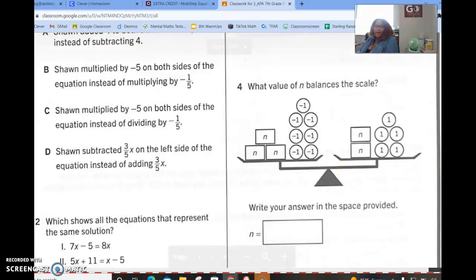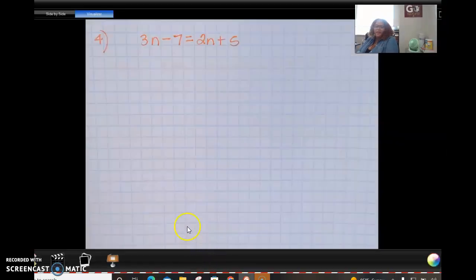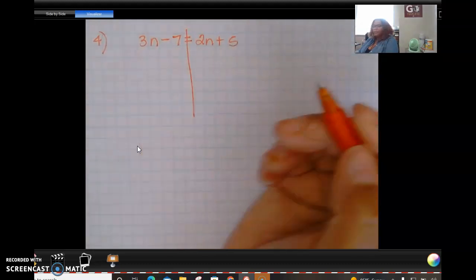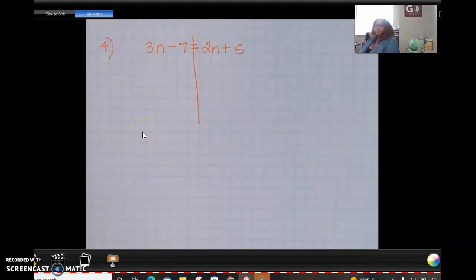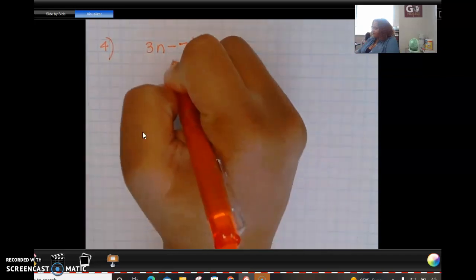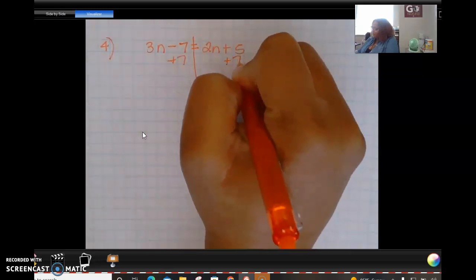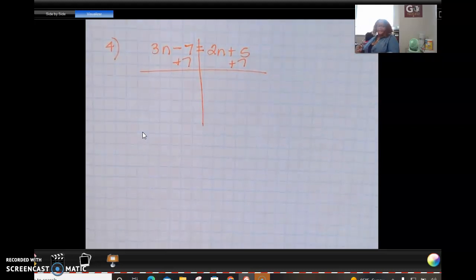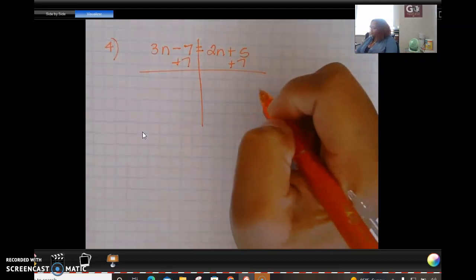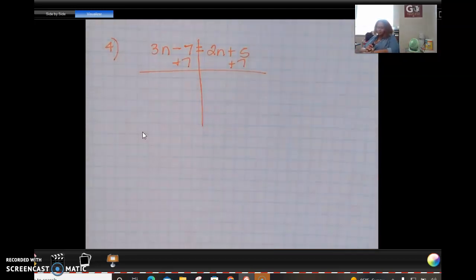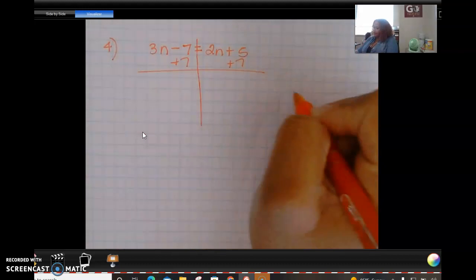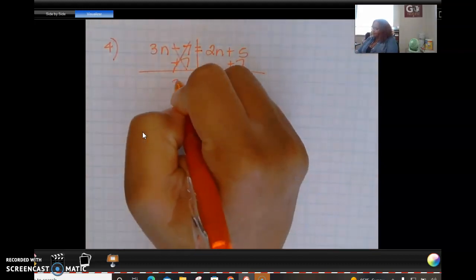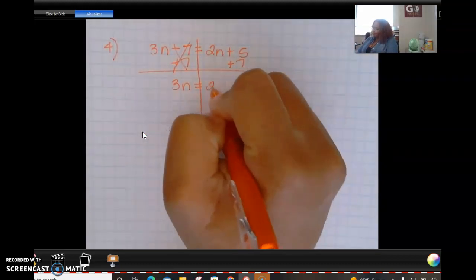2n plus 5. Okay, let's do stuff to both sides and figure that out. All right, so split it. What do we do first? Plus 7. All right, both sides. Good. What do we get? 13. Close, not 13. 12. Rewrite the next line. Cross this out. 3n equals 2n plus 12.